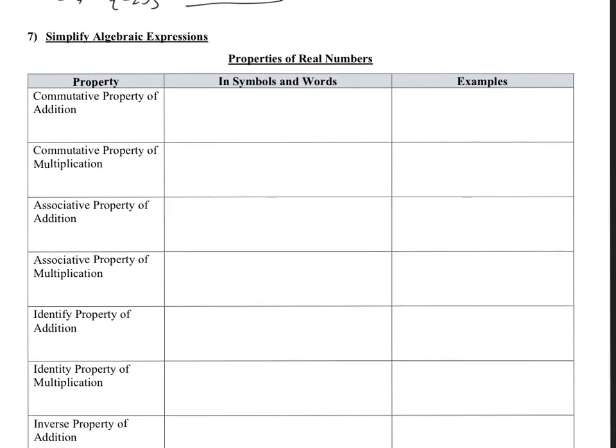Alright. We're going to pause here, and then in the next video, part 3, we'll go over objective 7 and objective 8, and that'll be it for review point 1.